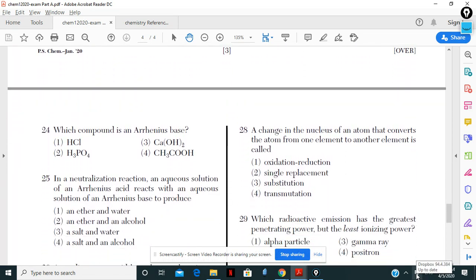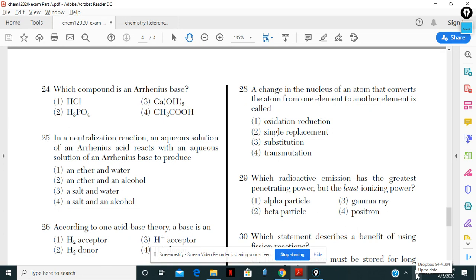Okay, 24. Which compound is an Arrhenius base? What I'm looking for is something that is going to accept a proton. HCl is donating a proton. H3PO4 is donating a proton because it's an acid. And CH3COOH, that's an organic acid, is donating a proton. The one accepting a proton is calcium hydroxide.